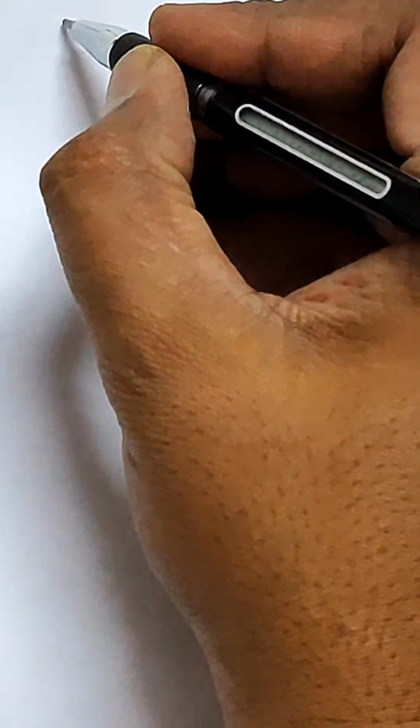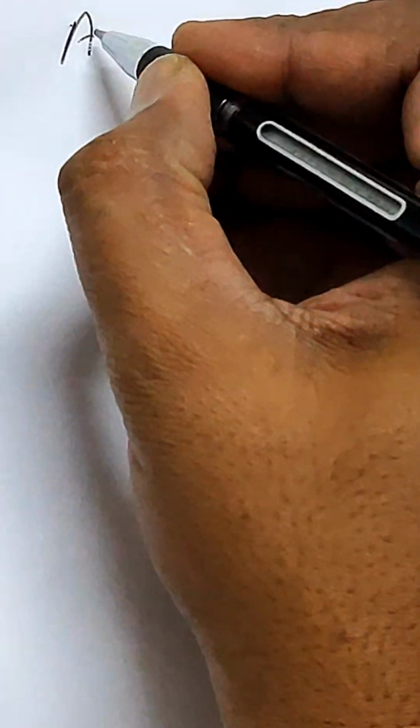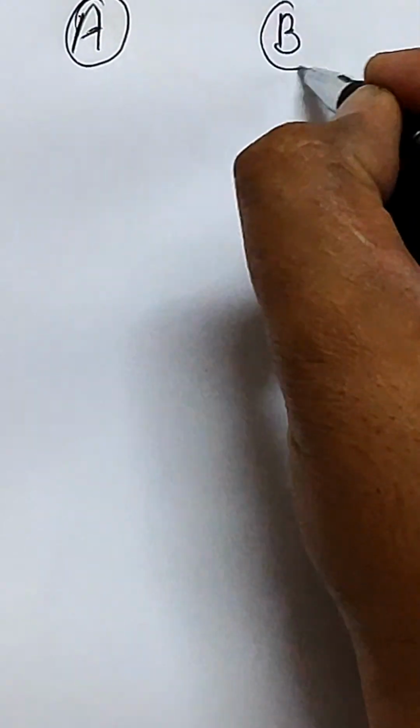So today we'll be solving one question from linear equations in two variables. In the question it's given that there are two persons, A and B. Let's say these are the persons A and B. So for these two persons A and B, they are earning something.